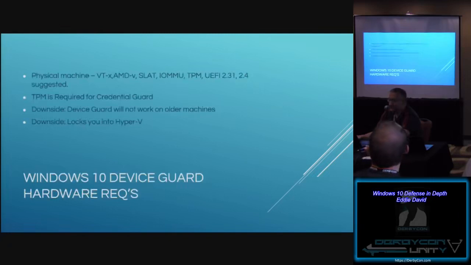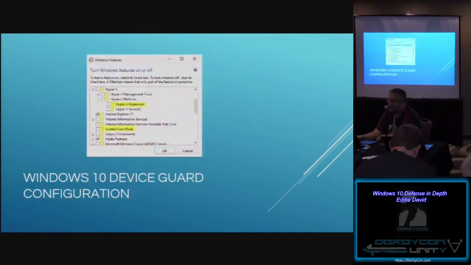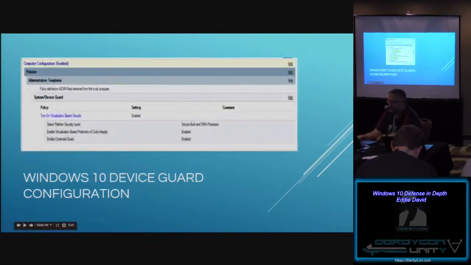You can't do it in a virtualized environment, and it's going to need to have a TPM. It's going to need to at least have UEFI 2.3 or 2.4. Device Guard probably isn't going to work for older machines, and you're going to be locked into Hyper-V, so that could be an issue for some. If you want to unlock the hypervisor and the isolated user mode, you can go into Windows features, turn them both on, and let them run.